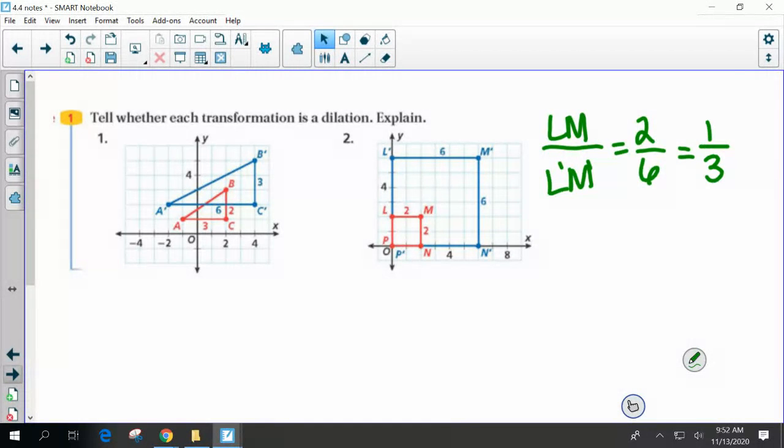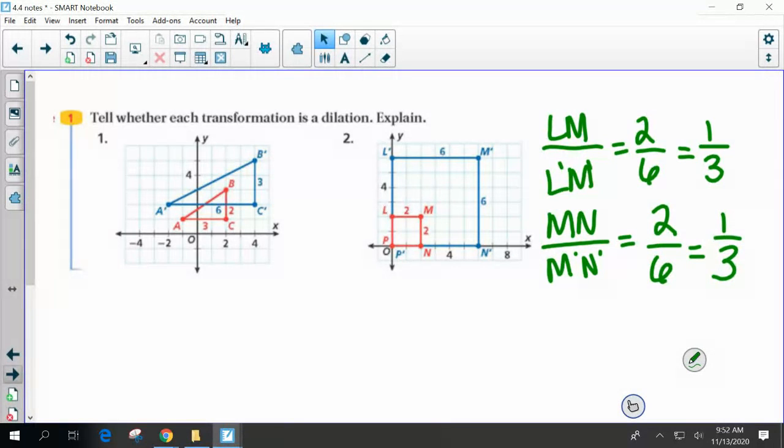Okay, then we're going to look at MN over M prime N prime. MN is 2 over 6 again. So that reduces to 1/3. That tells us that this is a dilation because the ratios are the same. They're both 1/3. Okay, so I want you to do number 1. You'll need to pause your video and do number 1.